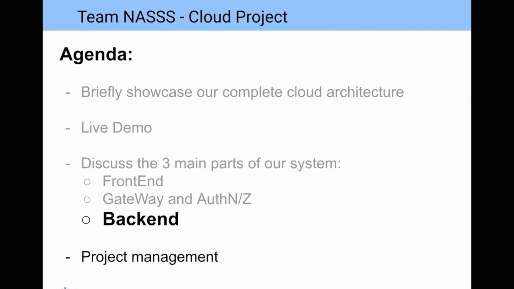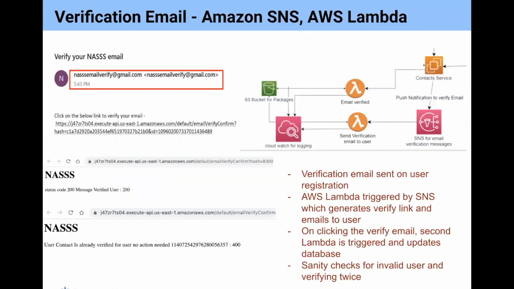Switching gears to discussing the backend. First we'll discuss the verification email backend. Here on the left, we see the email which we had received from our NASS email verify address. If the user is verified, we see that the user has a verified user success message. And we also added checks to see that if the user is already verified, then no action is needed. So these emails are sent out and the verification is triggered basically by these two Lambda functions.